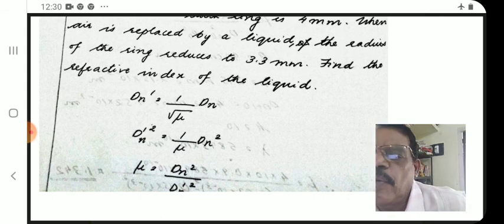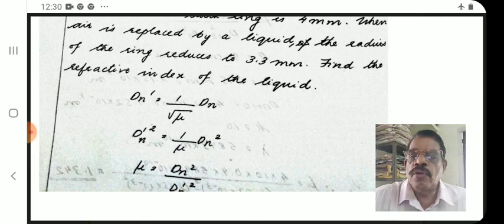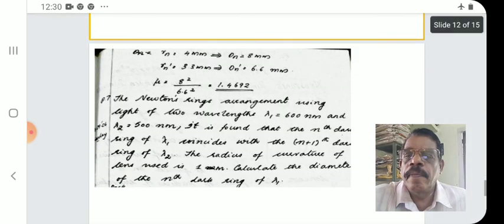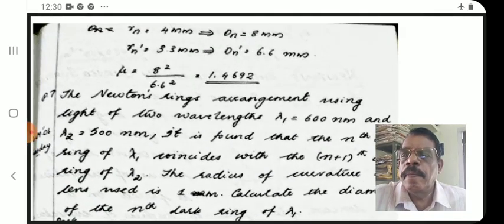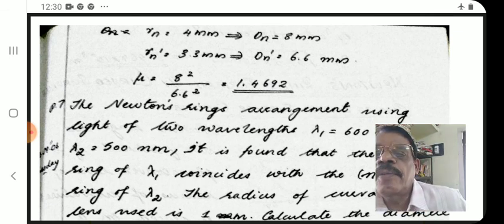dn dash is 1 by root mu dn. That is, dn dash square is equal to 1 by mu dn square. Mu is equal to dn square by dn dash square, on cross multiplying. Here Rn is equal to 4 millimeter, therefore dn is 8.0 millimeter.